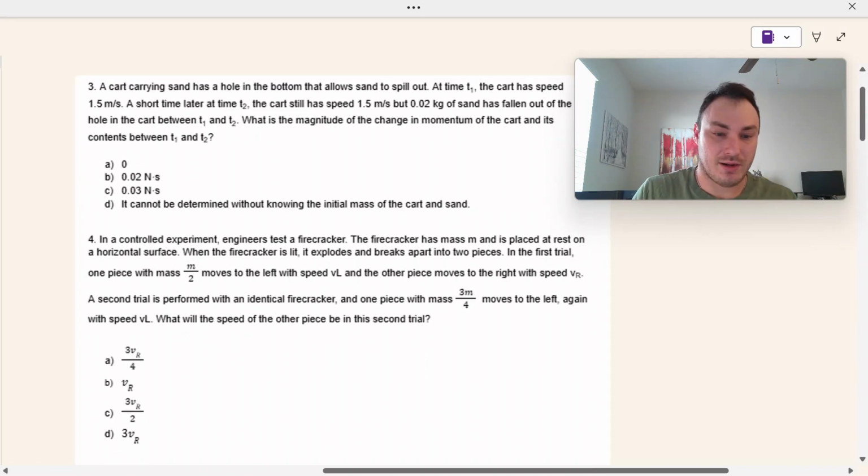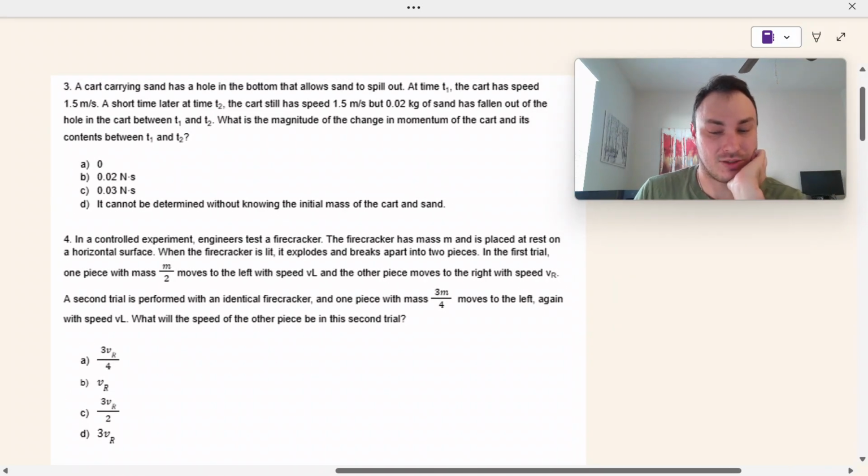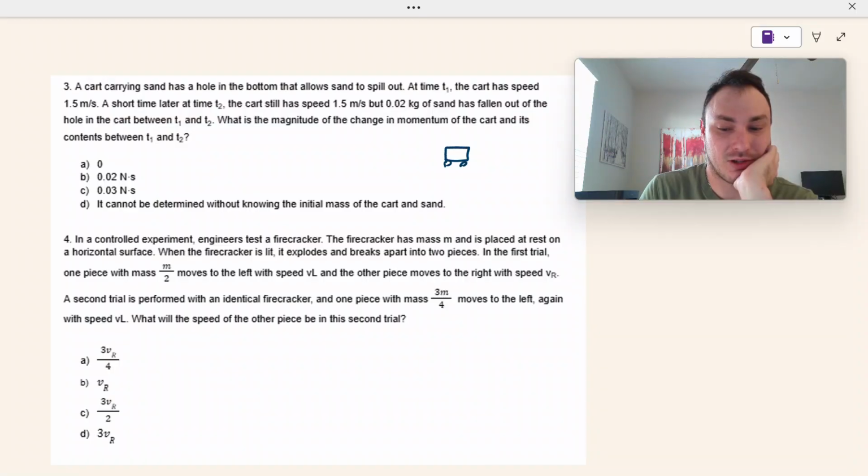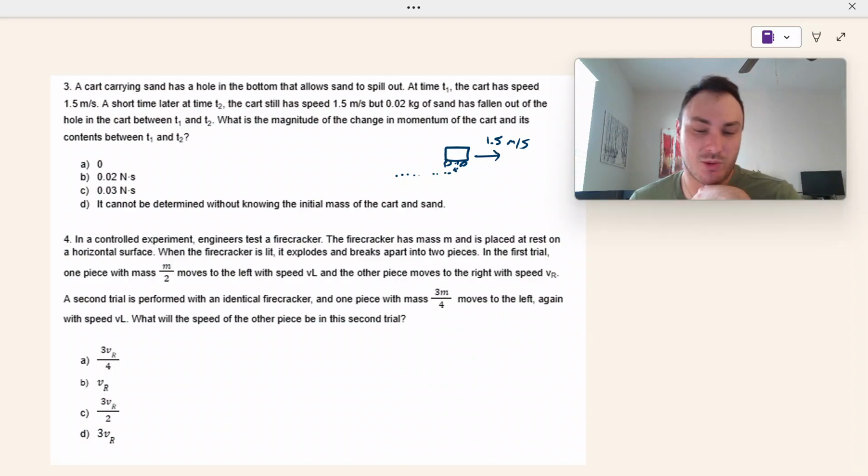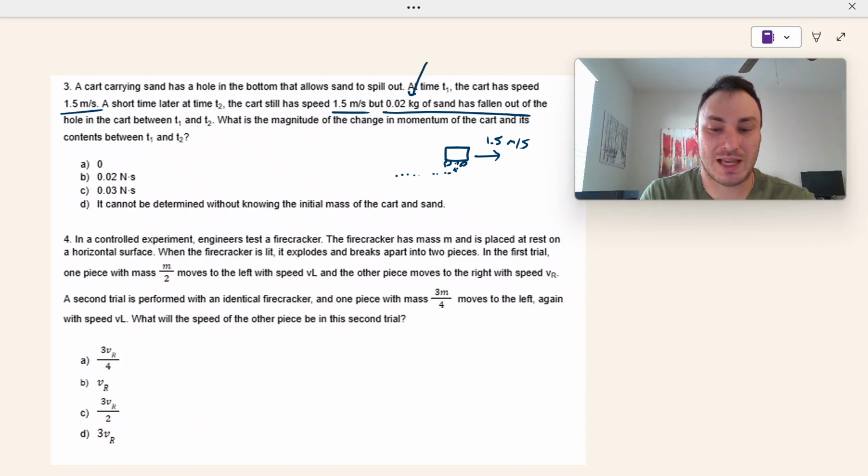A cart carrying sand has a hole in the bottom that allows the sand to spill out. The cart is moving at a speed of 1.5 meters per second, and it's spilling some sand as it moves. After a short time, the cart still has a speed of 1.5 meters per second, but 0.02 kilograms of sand has fallen out. What is the magnitude of the change in momentum? So we lost momentum here. We're going the same speed before and after, but now we have that much less mass.